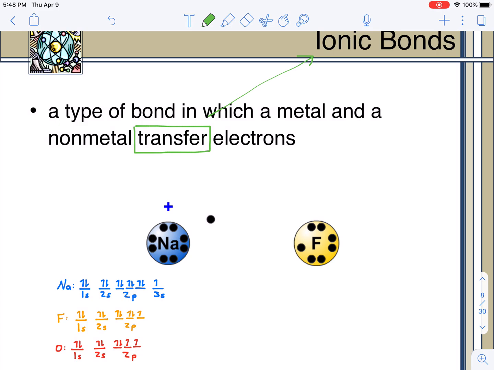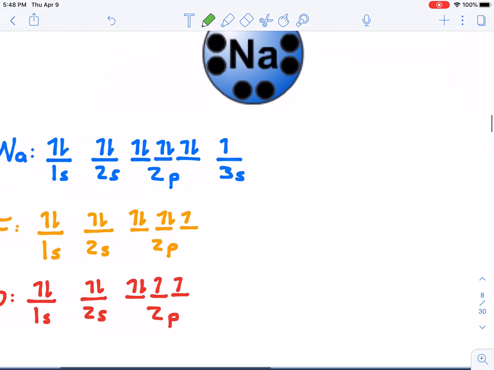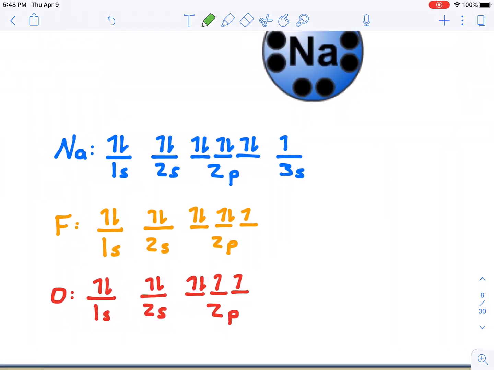And to try to make a little bit more sense of this, I've gone ahead and written out the electron configurations for both sodium and fluorine, and I threw oxygen on there just for another example for us to use. So if we look at the electron configurations, and I've drawn orbital notation here for these atoms, you'll notice, let's look at fluorine first. Fluorine is this middle orange one.